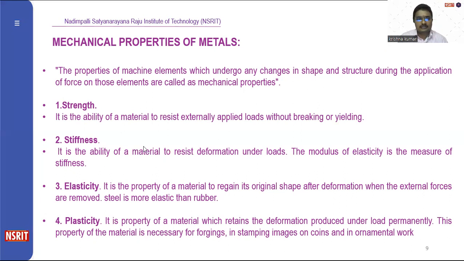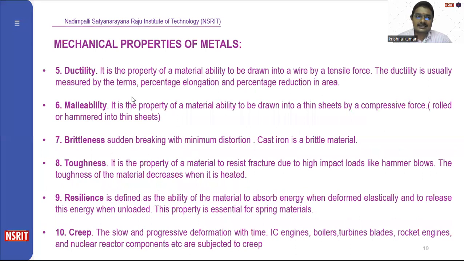So strength, the ability of the material to resist. Stiffness, the ability to resist deformation, and elasticity. Likewise, ductility, the property of the material that can be drawn into thin wires. Malleability, the ability of the material to be drawn into thin sheets under compressive loading. Brittleness, which we understand better using cast iron, where the material is hard, but if any sudden load acts on that material, it may be damaged.